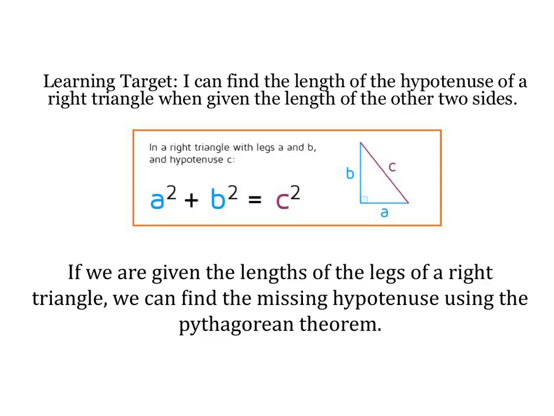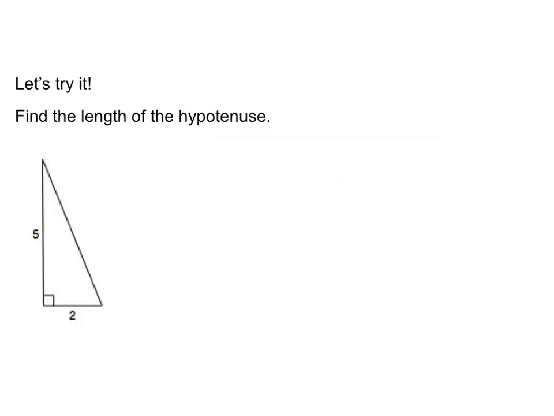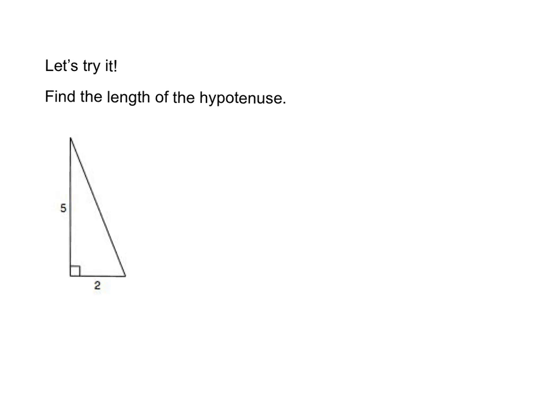So this is a very quick review of how we find the missing side of a right triangle, or the hypotenuse specifically, when we are given the two leg lengths using the Pythagorean theorem. So the first one, you'll notice we were given two values, which are the legs of this triangle, and we need to find this side C, which is our missing side length.